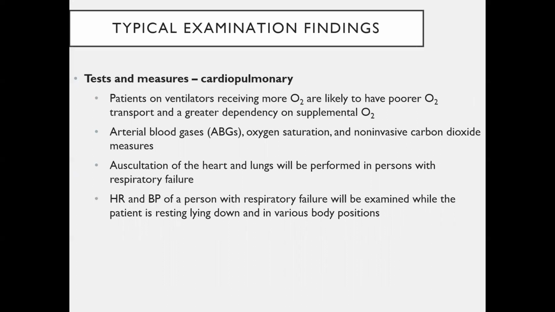Patients on ventilators and receiving more O2 are likely to have poor O2 transport and greater dependency on supplemental O2. This is why it was important with COVID here, because as soon as a patient goes on the ventilator support, their body starts not exchanging gas at their normal rate because the body starts doing less and less work. ABGs, arterial blood gases, oxygen saturation, and non-invasive carbon dioxide measures are needed. You need to listen to the heart, auscultation of the heart and lungs, right? And then we also get heart rate and blood pressure for any of these patients. We need to make sure that it's not a heart problem instead of a lung problem.